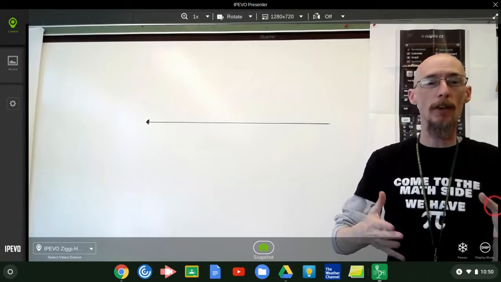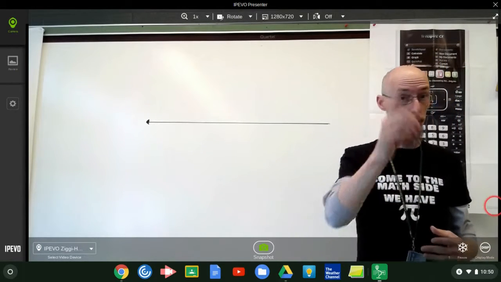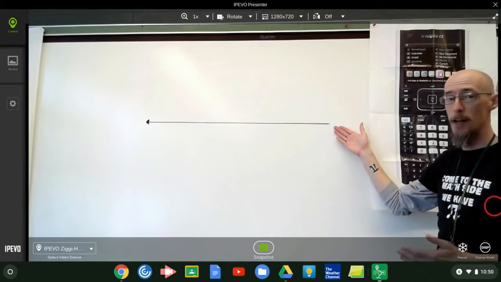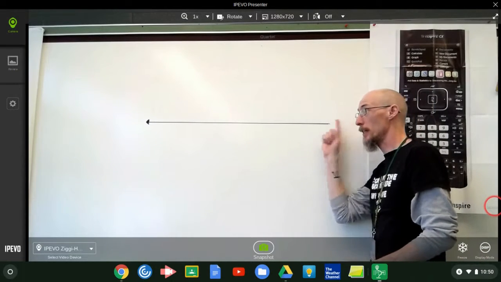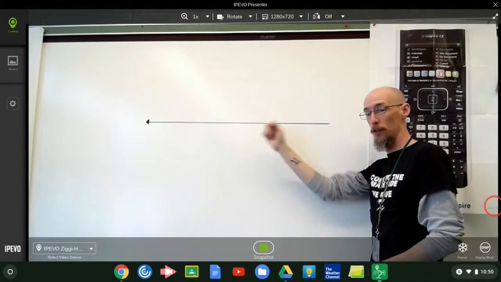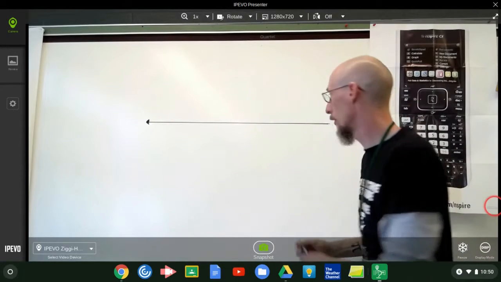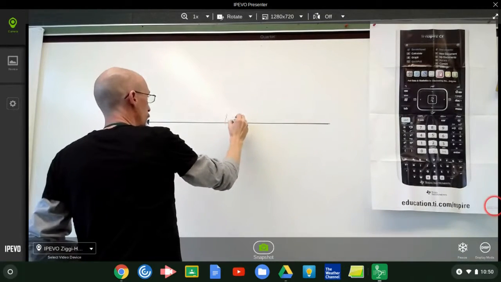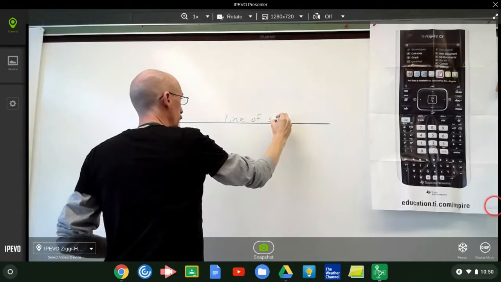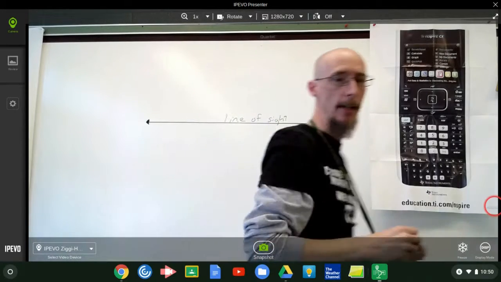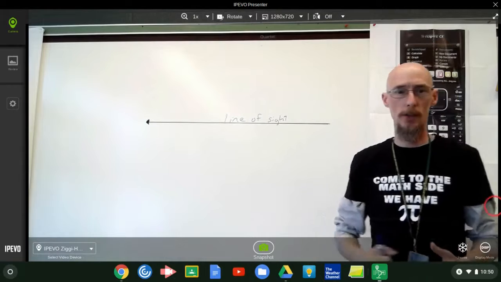So angle of elevation and angle of depression have to do with how you see things. Let's say this line here is my line of sight. It's exactly where I'm seeing on a horizontal. Okay? So we call this the line of sight. And that line of sight is always horizontal.